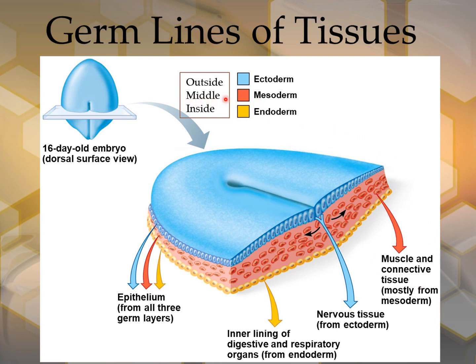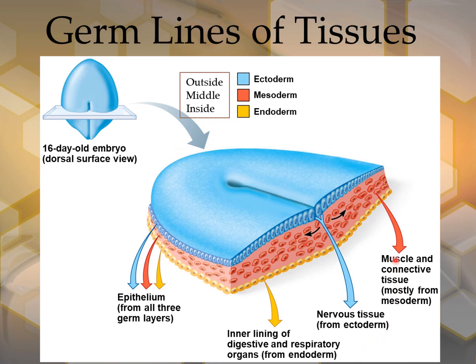Now our middle layer, the mesoderm, M for middle, if you think of it that way, becomes muscle and connective tissue. So if you think M and M and M: middle, mesoderm, muscle, but also connective tissue. Mostly it comes from that mesoderm. And then endoderm is going to be more on the inside. Endoderm is yellow, and that's going to become the linings of our digestive and respiratory organs, those inner linings.